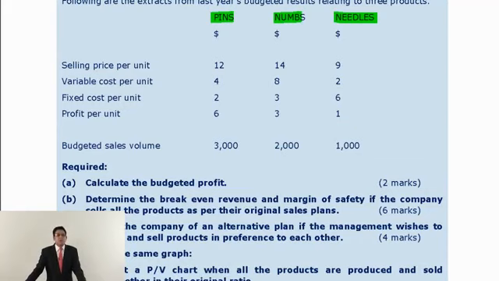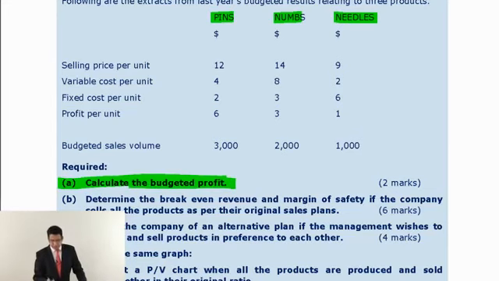Then budgeted sales volumes are given. Requirement is calculate the budgeted profit. I don't know, for some reason they asked us to calculate budgeted profit for 2 marks, maybe just to test if we can calculate basic profits or not. It's only for 2 marks, and I don't think the students should be developing a very long income statement just for 2 marks, because of the marks allocated.